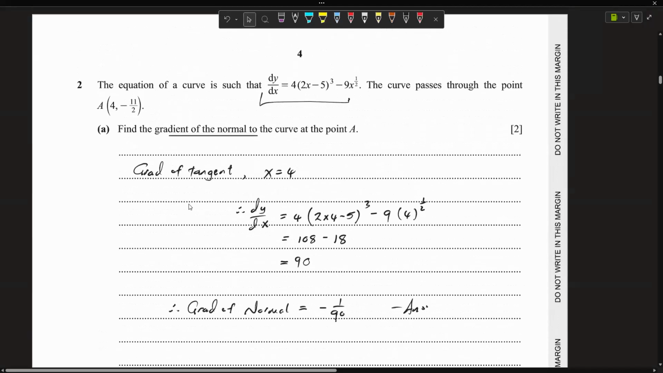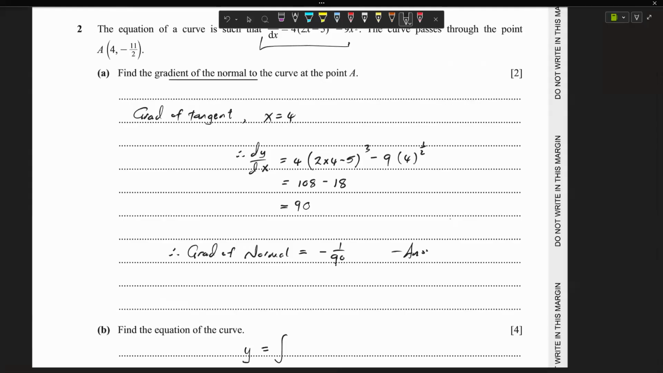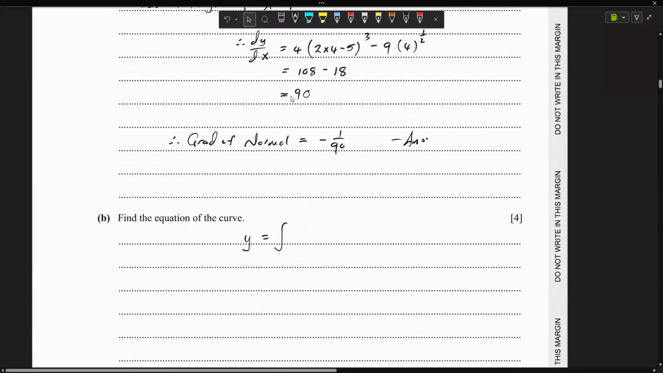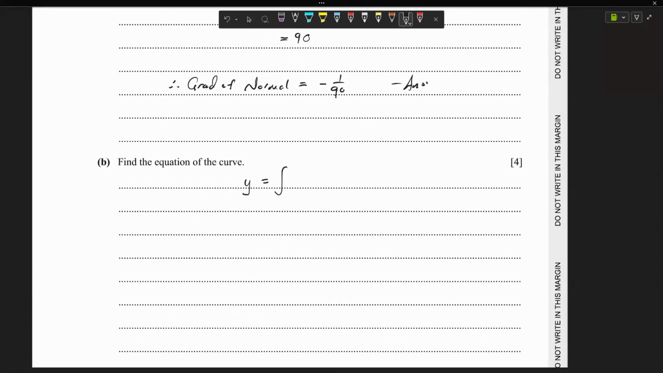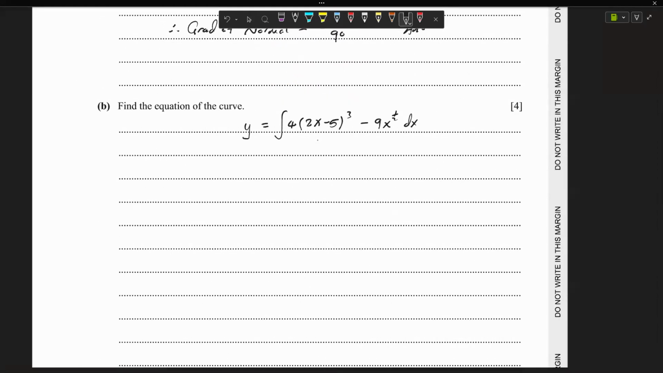So essentially, we are saying the equation of the curve will be y is equal to the integral of, and now we are integrating this function here, which is 4 of 2x minus 5 to the power 3. Let me just write that down. So 4 of 2x minus 5 to the power of 3, and that's minus 9x to the power of a half with respect to x. I hope I've copied that correctly. Yes, that should be right. So that's what we're integrating to get the equation of the curve.